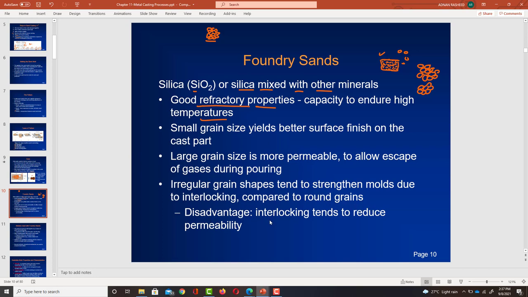What are the disadvantages of interlocking? Again, interlocking means that it does not allow any space or gap, because the gap is filled by the irregular grains that tend to adjust in the available space. So definitely it will not allow the hot gases to escape from the casting, so it will lead to defects in the casting.